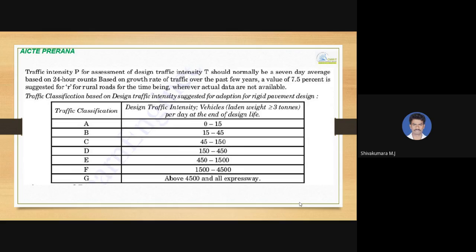So there are different traffic classifications from A to G. If the design traffic intensity per day at the end of design life ranges between 0 and 15, it is classified as traffic classification A. If it is more than 4,500, and for all expressways, it is classification G. And 15 to 45, 45 to 150, 150 to 450, 450 to 1500, and 1500 to 4500 are the classified traffic conditions B, C, D, E, F respectively.